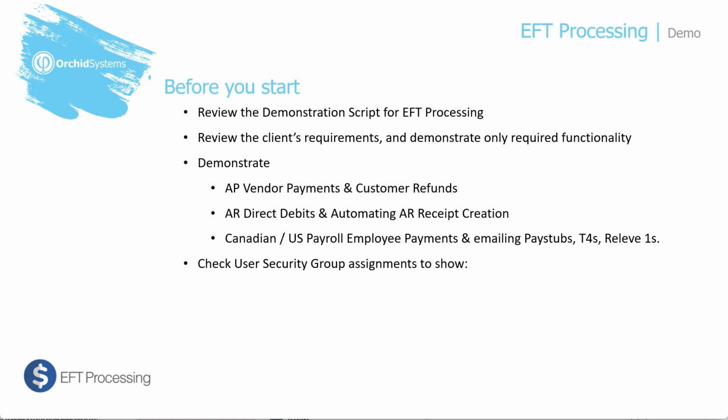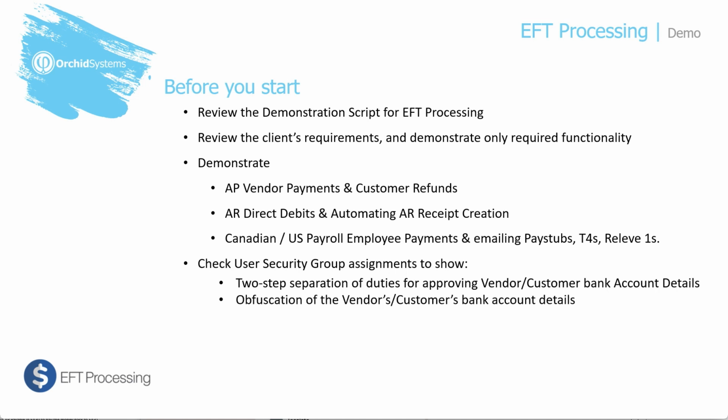And before starting your demonstration, you should check the user security group assignments if you want to show the following features: the two-step separation of duties for approving vendor and customer bank account details, obfuscation of the vendor's and customer's bank account details, and who can see the full bank account details and who just sees the obfuscated number, and the ability to recreate an EFT file.